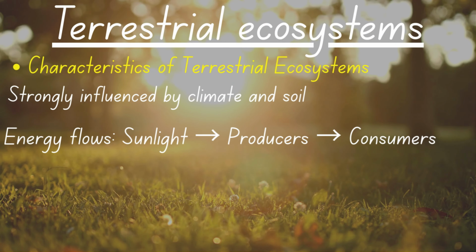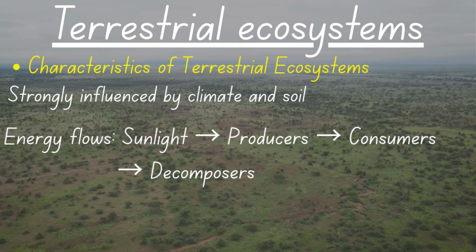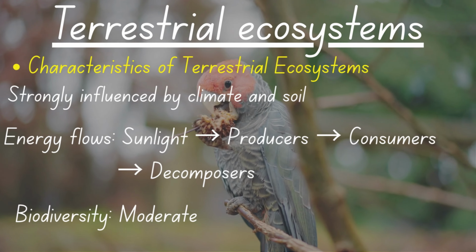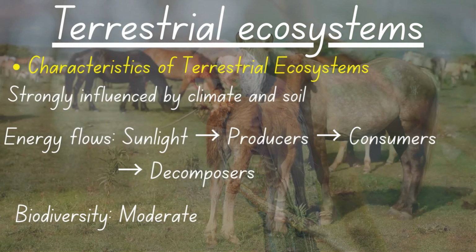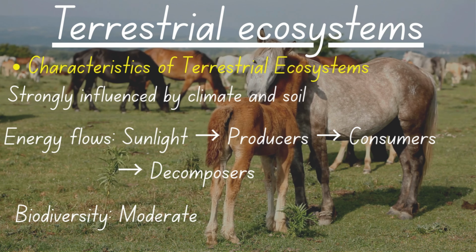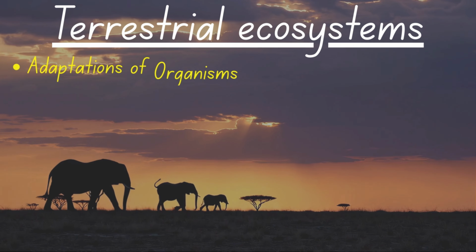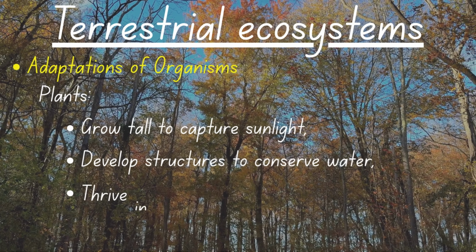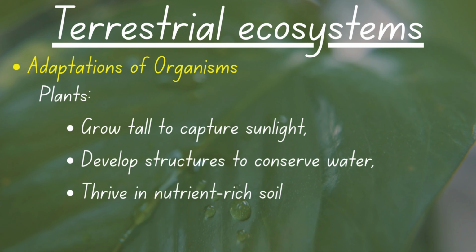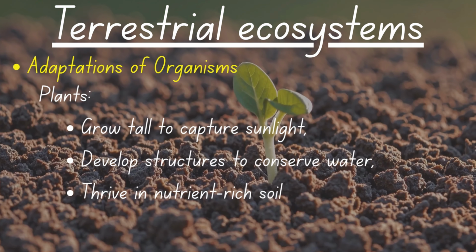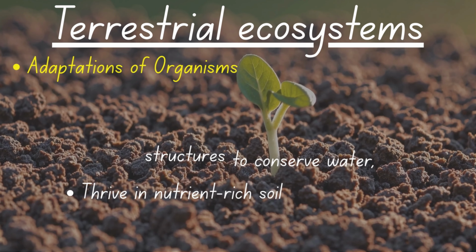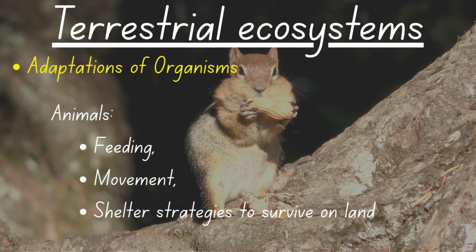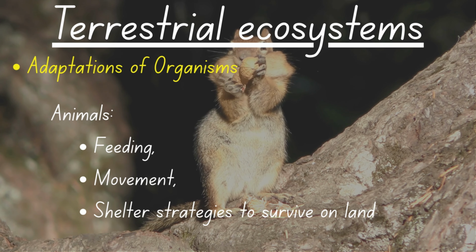Energy flows in a clear pathway from sunlight to producers, then to consumers, and finally to decomposers. Biodiversity is generally moderate, with species adapted to make the most of available resources. Organisms here have evolved remarkable adaptations. Plants grow to maximize sunlight capture, develop structures to conserve water, and thrive in soil with varying nutrient content. Animals adjust their feeding, movement, and shelter strategies to survive within the land environment.